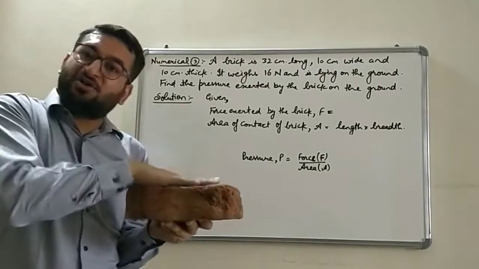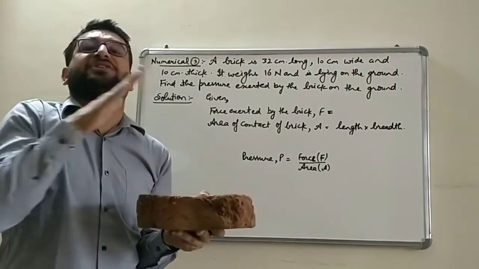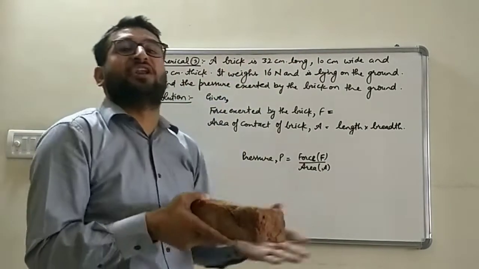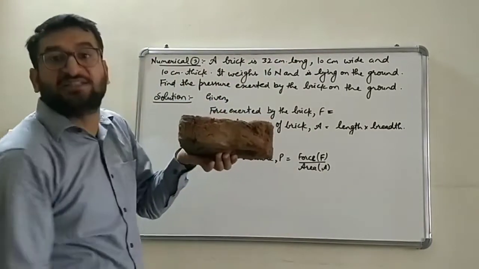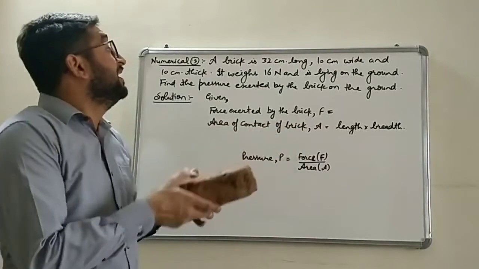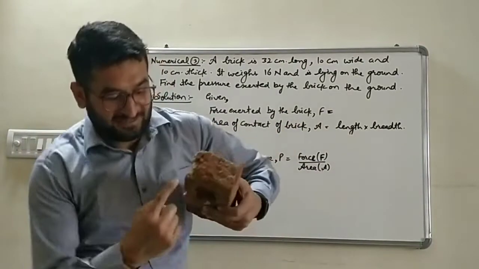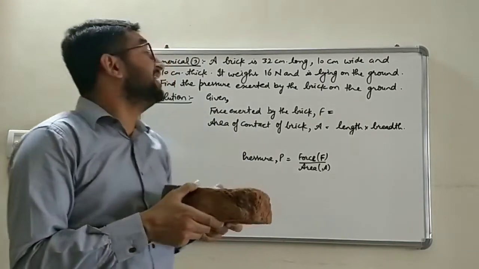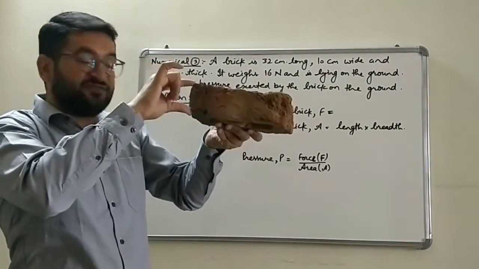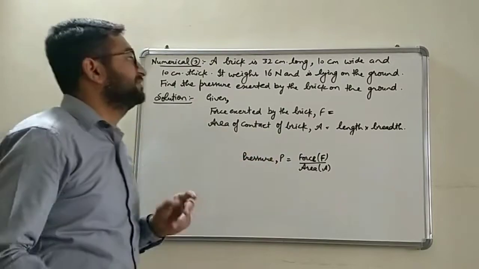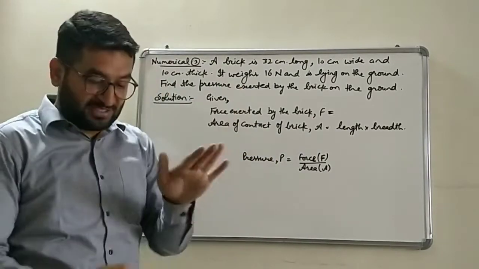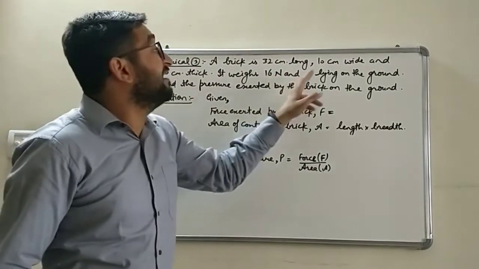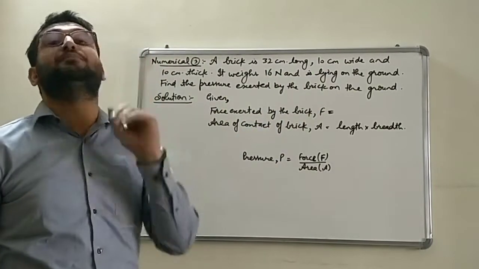The next question is based on this brick, this structure, children. As the question says, a brick is 32 centimeter long. The length of the brick is 32 centimeter. 10 centimeter wide. The breadth of the brick is 10 centimeter. And the thickness of the brick is 10 centimeter. It weighs 16 Newton. What is the force of that brick? 16 Newton. It is lying on the ground. Now this is a very important point.